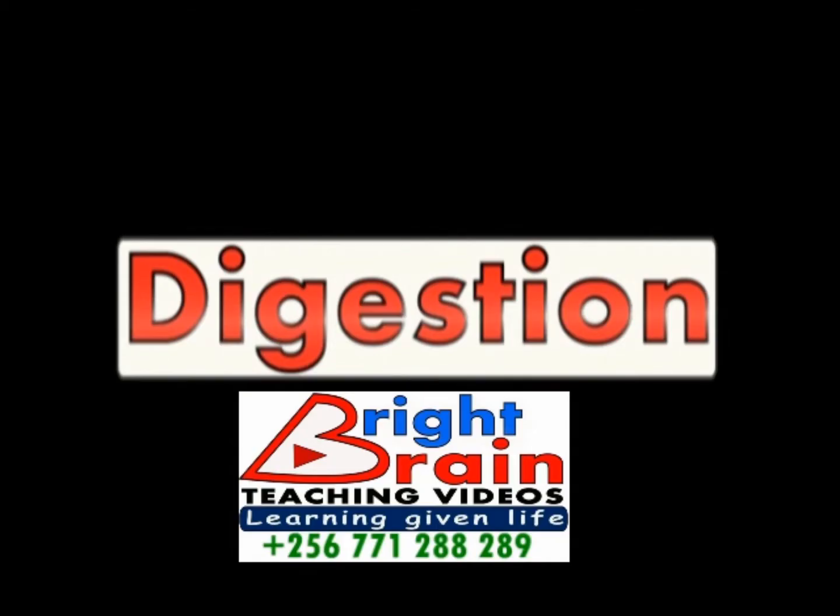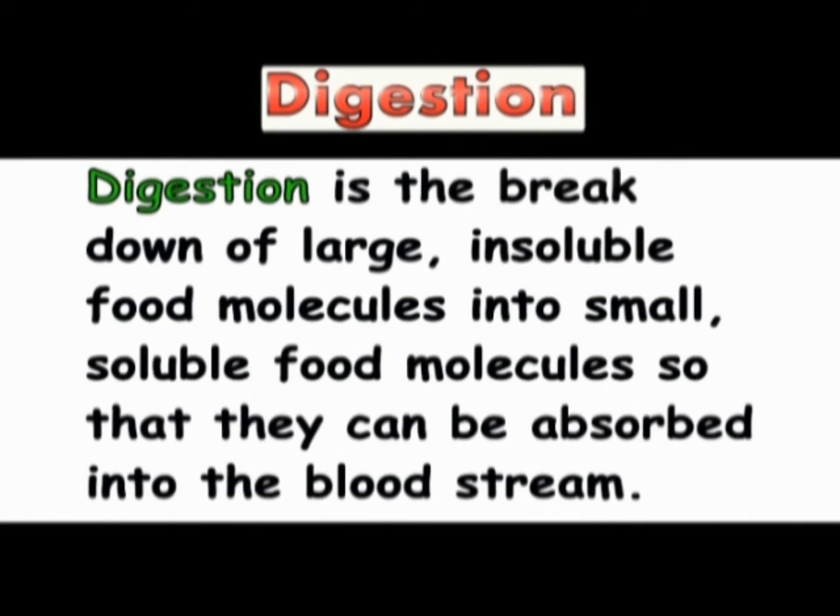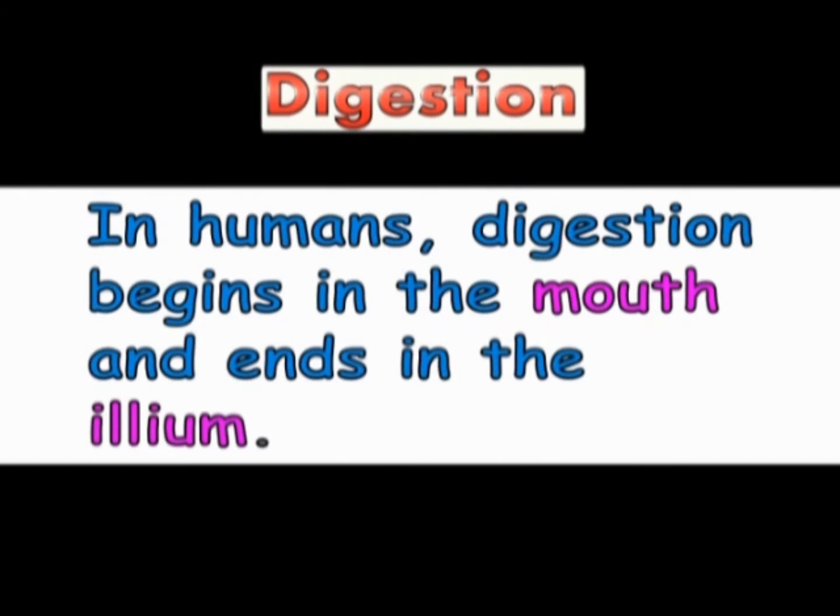Now, let us look at digestion. What is digestion? Digestion is the breakdown of large, insoluble food molecules into small, soluble food molecules so that they can be absorbed into the bloodstream. In humans, digestion begins in the mouth and ends in the ileum.